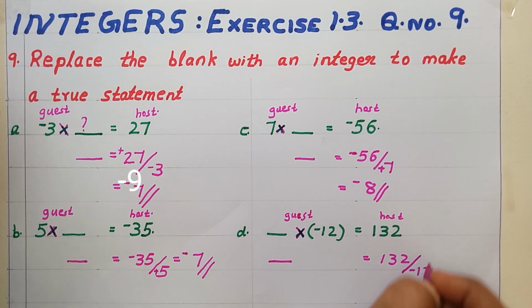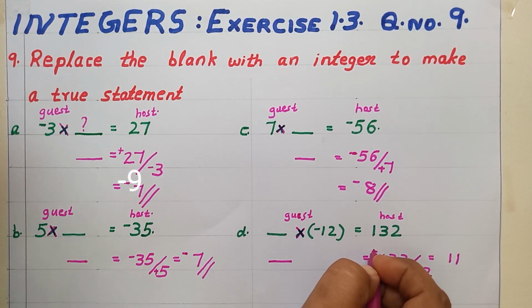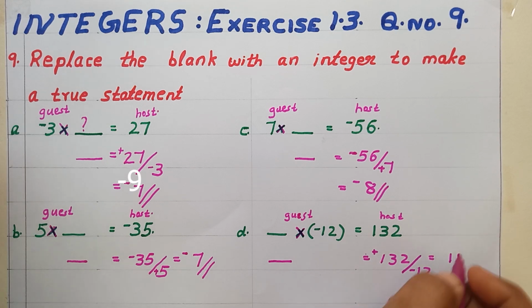132 divided by minus 12 is 11, then positive divided by negative, answer is negative. So negative 11 is our answer.